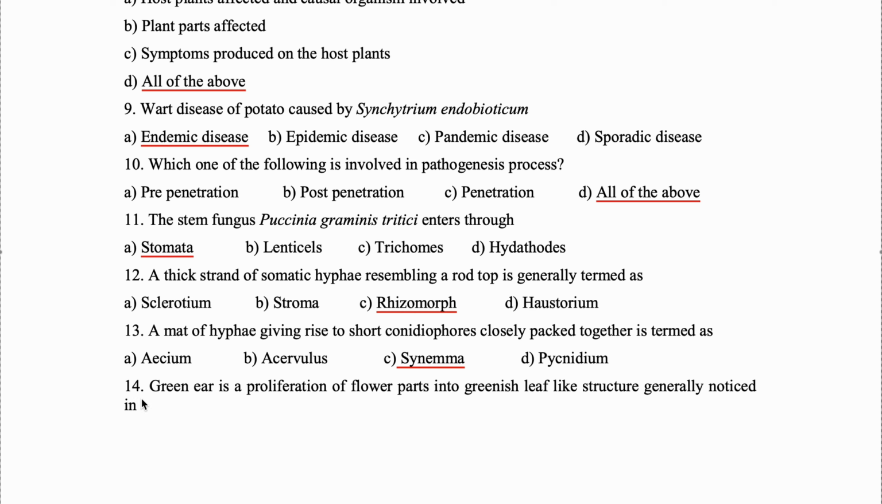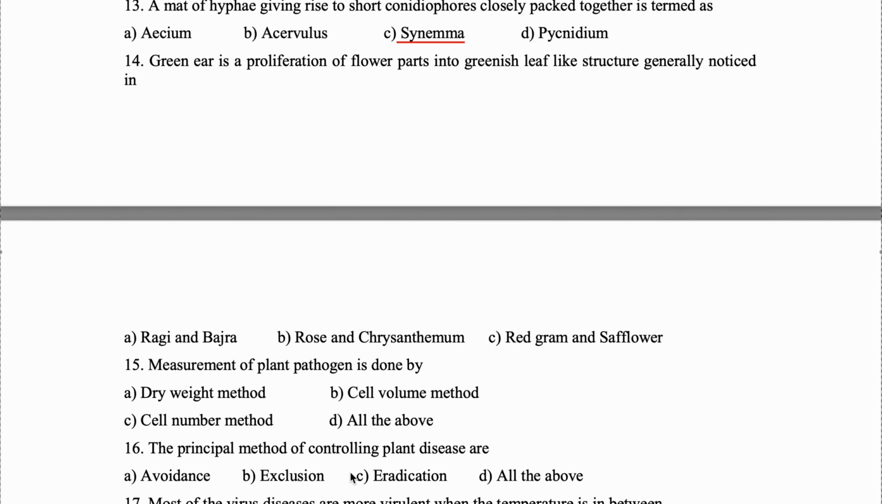Question 14. Green ear is a proliferation of flower parts into greenish leaf-like structure generally noticed in. See this word green ear. With this itself, we can guess the answer. Here we don't see any option, so I'll give you 3 seconds. You can guess the answer. Okay. So it is ragi and bajra.